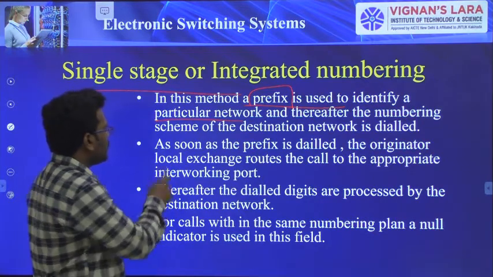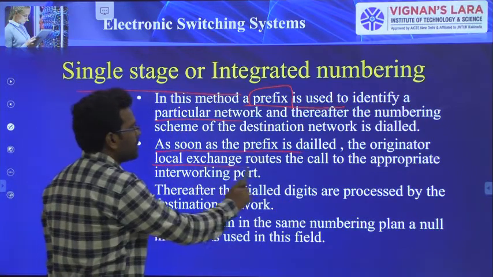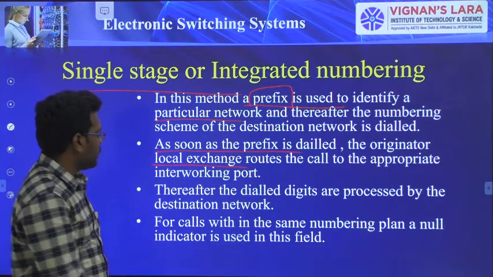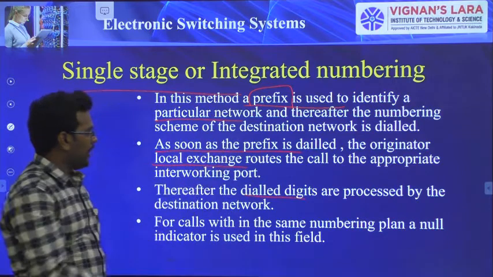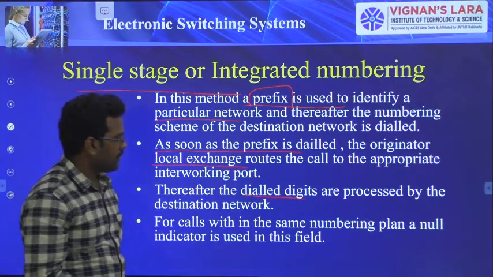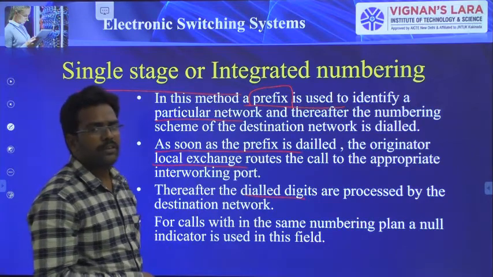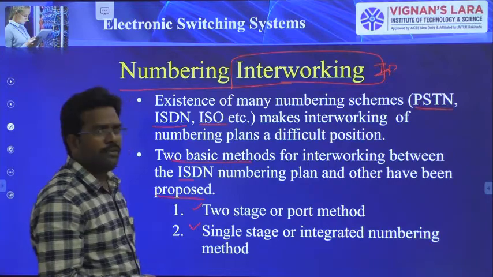As soon as the prefix is dialed, the originator's local exchange routes the call to the appropriate networking ports, the interworking ports. Thereafter, the dialed digits are processed by the destination network. So this is the process involved in the single stage or integrated numbering method for interworking.